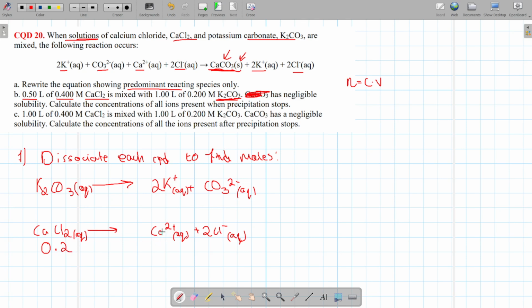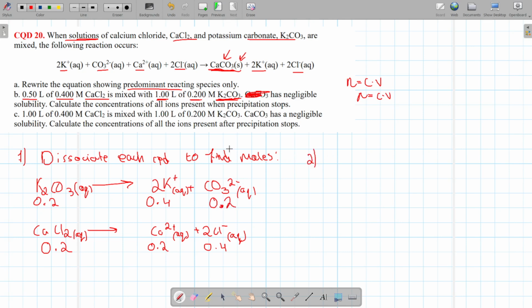This one here is also going to be 0.2, but this one has 2 as its coefficient, so we multiply by 2. It will be 0.4. Here, K2CO3. It's 1 liter of 0.2 moles. Again, to find the moles, n equals Cv. The volume is 1 and the concentration is 0.2. 1 times 0.2 is 0.2. Here, it's multiplied by 2 since the coefficient is 2, so 0.2 times 2 is 0.4. This one's normal, so we keep it 0.2. So we found the moles now for each one.